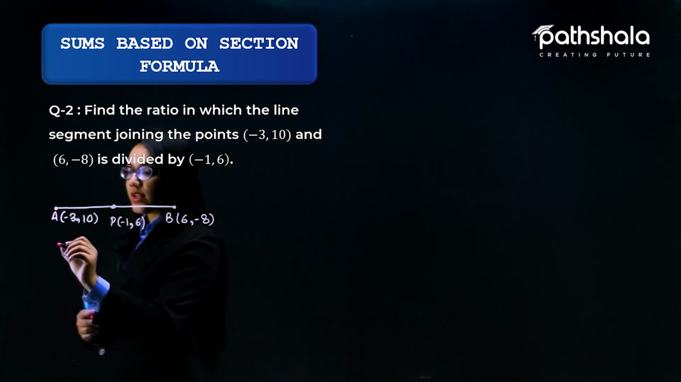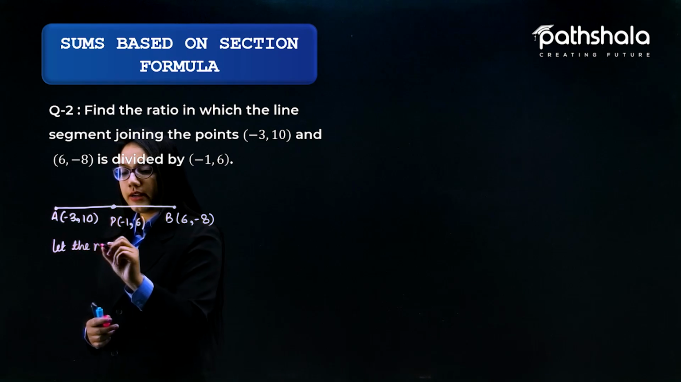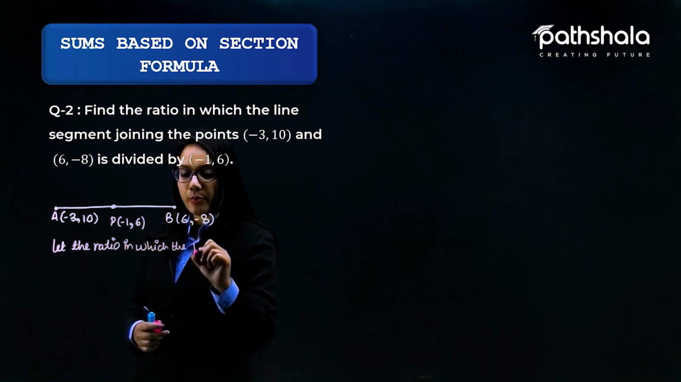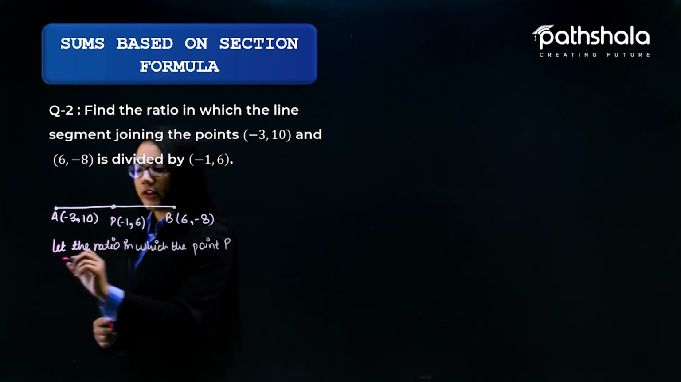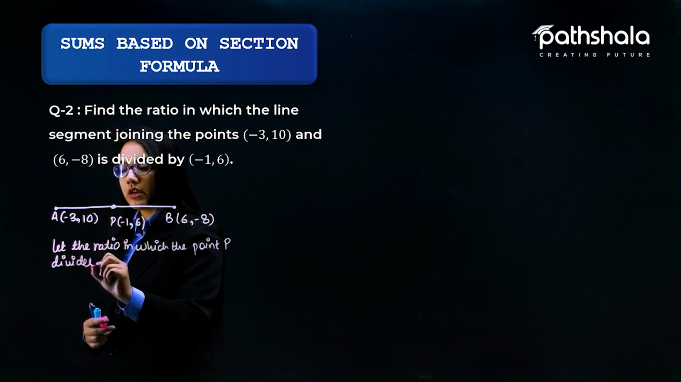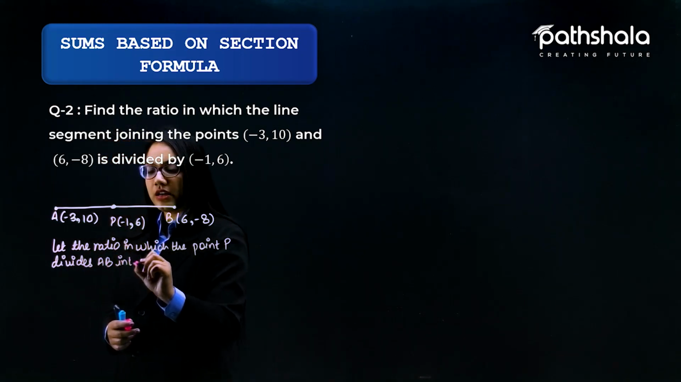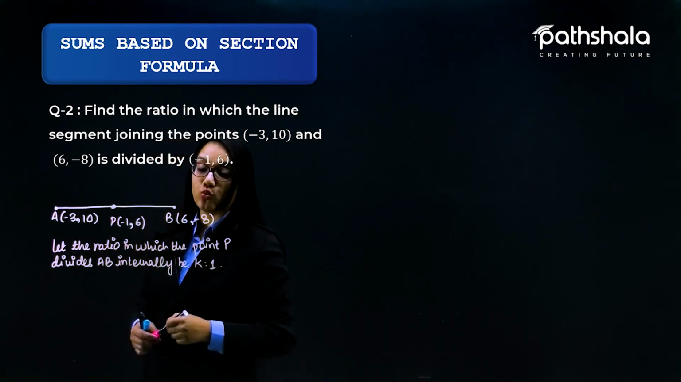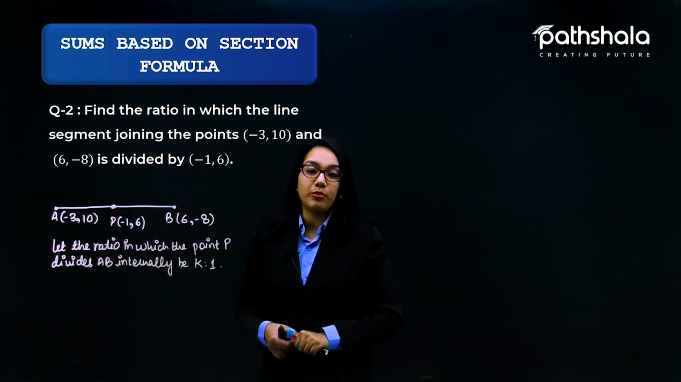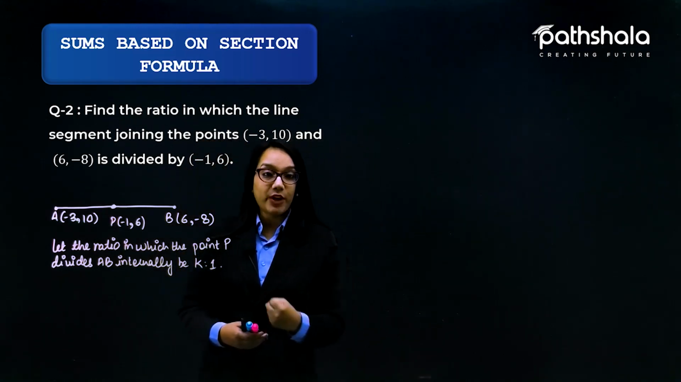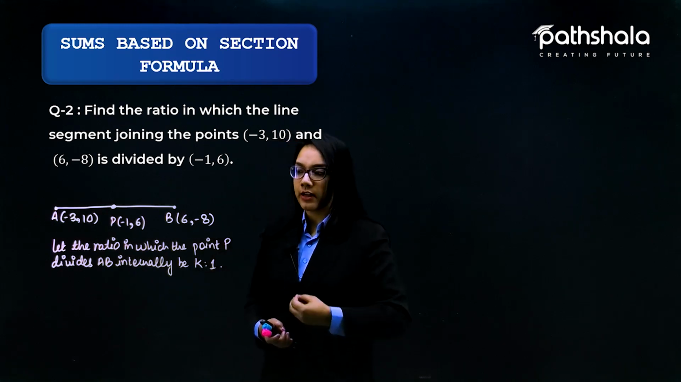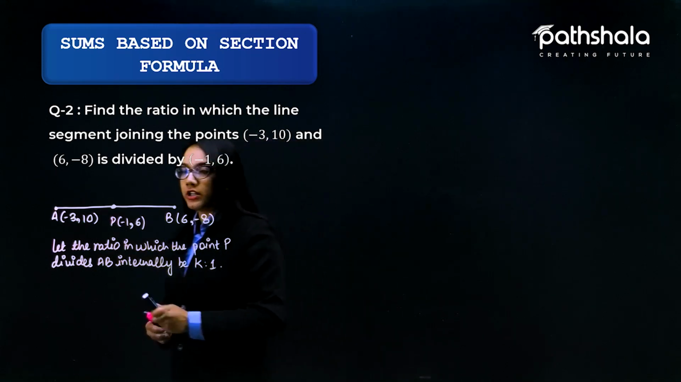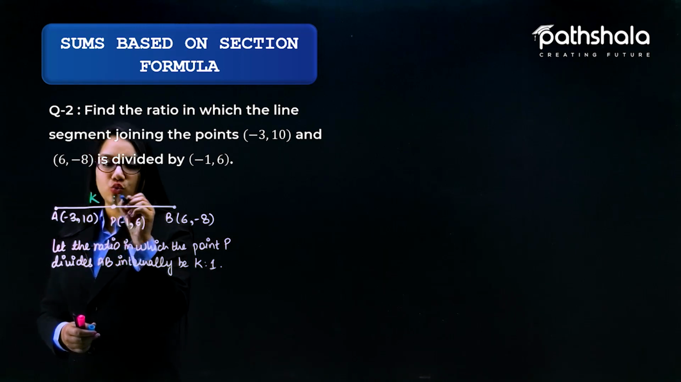So let's start the solution: let the ratio in which the point P divides AB internally be K:1. You can also take the ratio as m1:m2, but this is the easiest way to find the ratio. So always remember, whenever we have to find the ratio, always take the ratio as K:1. So the ratio we are taking is K:1.